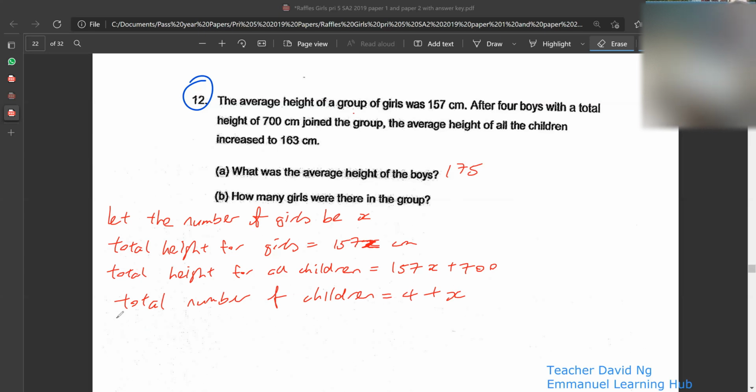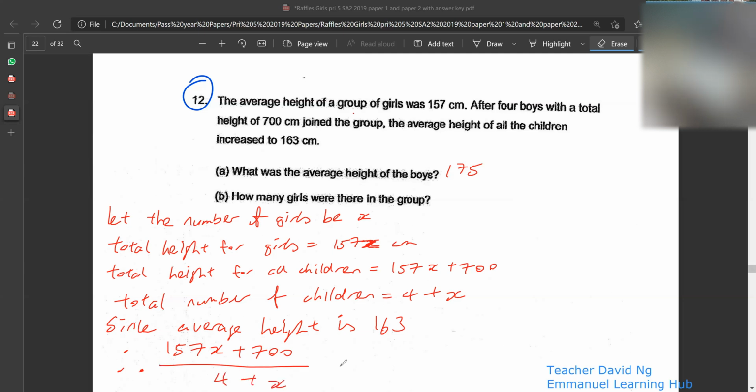Since the average height is 163, therefore your total height for all the children, divided by the total number of children, would then be the average height. Then you can solve for your X. Then the question is how to solve this equation. If you're aiming for a school like RI or Hwa Chong, please learn how to solve this kind of equation before you step into such a school. Strongly encourage.